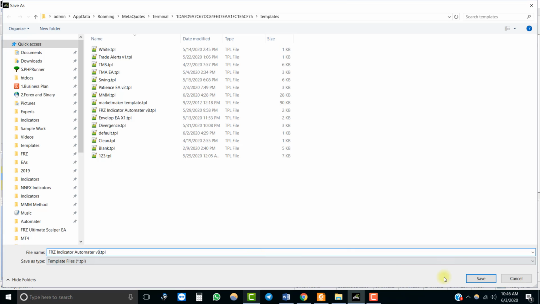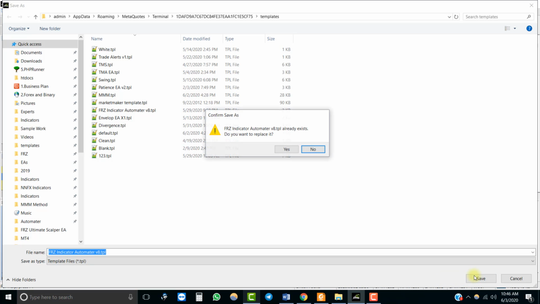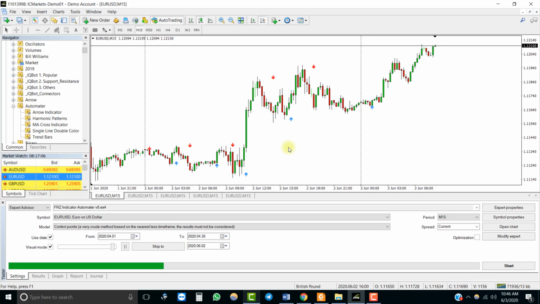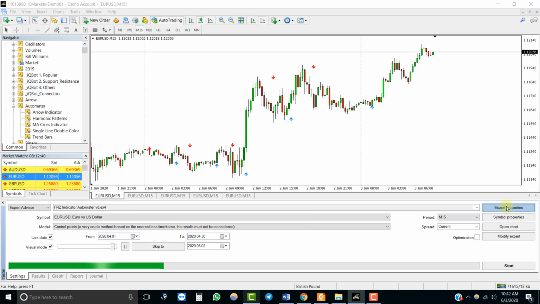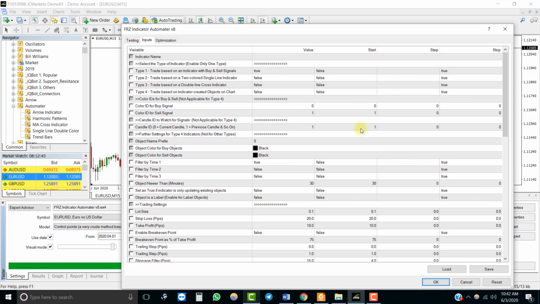To do that, you can simply add the indicator to the chart and then save it as a template in the exact same name of the EA. Now let's have a look at the settings. Here you need to enter the name of your indicator. It has to be exactly the same as your indicator file name.